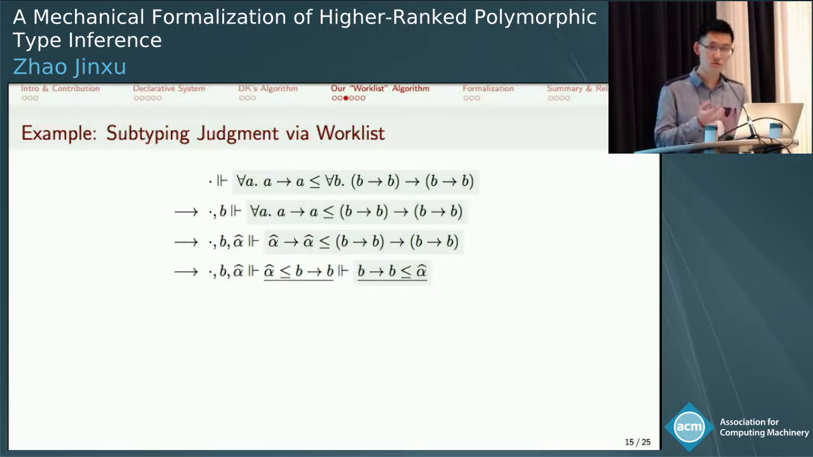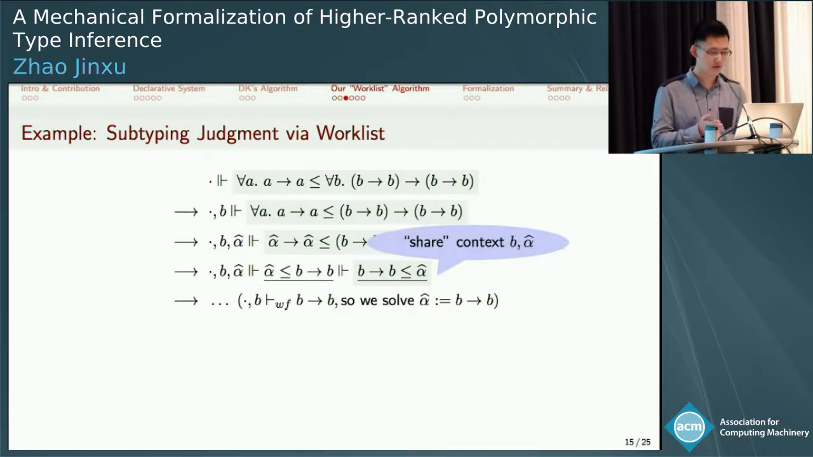So we have two judgments here and also two variable declarations. They all exist in a single work list. And I want to emphasize that both of the judgments share the context. So every variable in our work list is in scope, is declared.